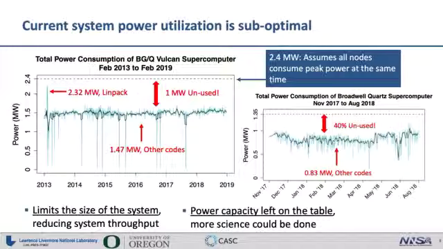So our current strategy, where we assume that all the nodes in the system will consume peak power at the same time, is suboptimal because it not only limits the size of the system that we procure, thus reducing system throughput. Additionally, there's power capacity left on the table. In the course of the Vulcan machine, we're leaving roughly 1 megawatt of power unused, and we could have used this power to accomplish more science.